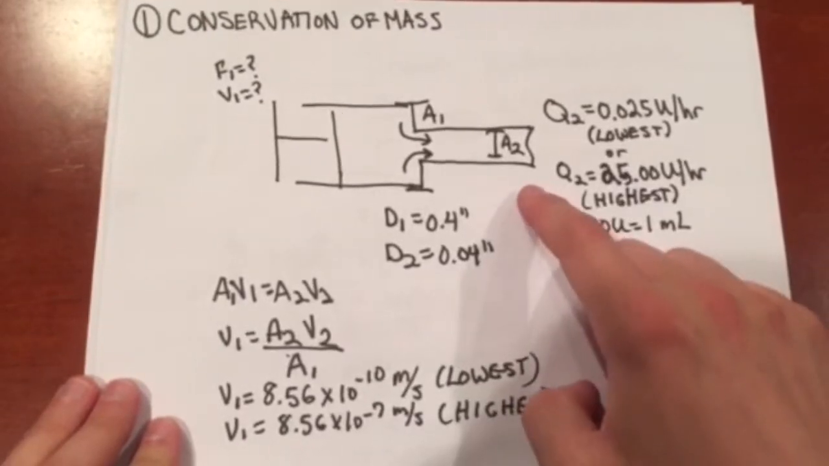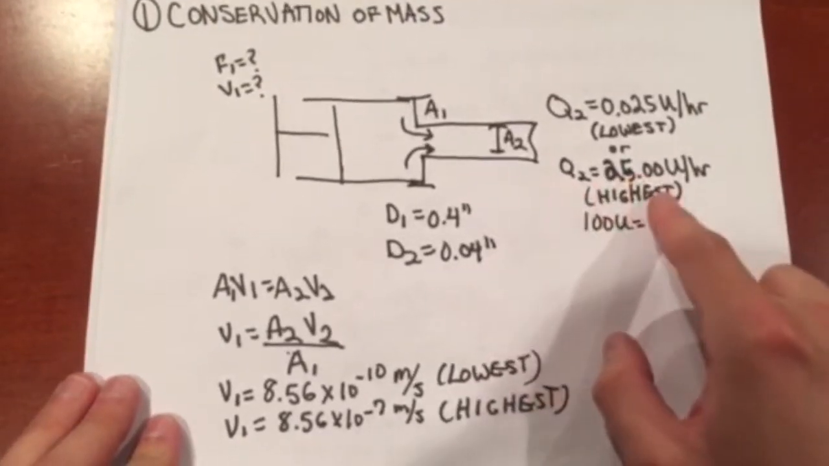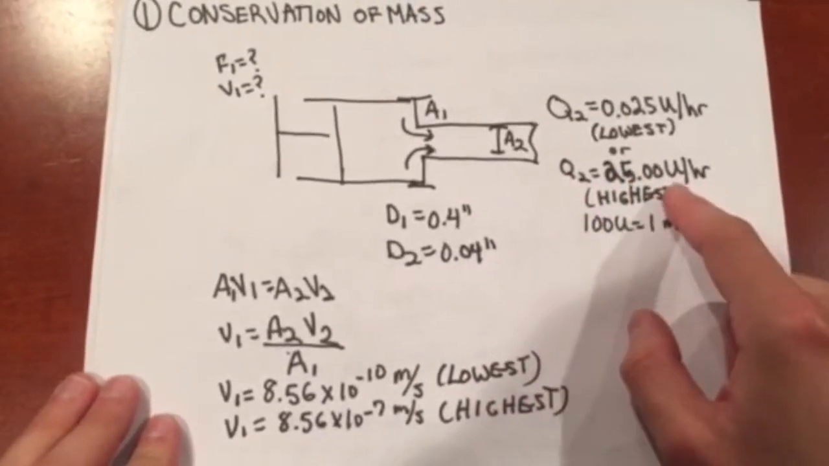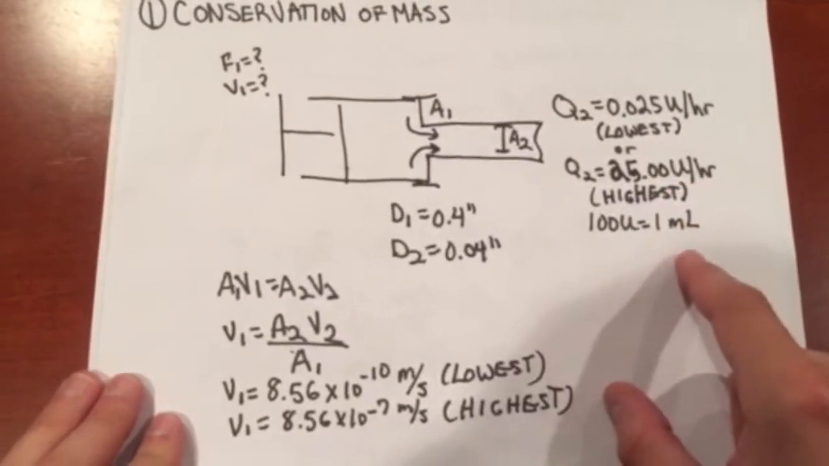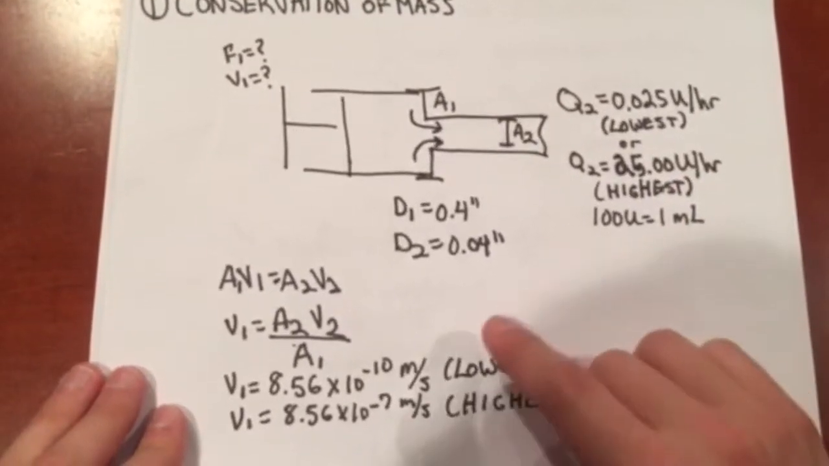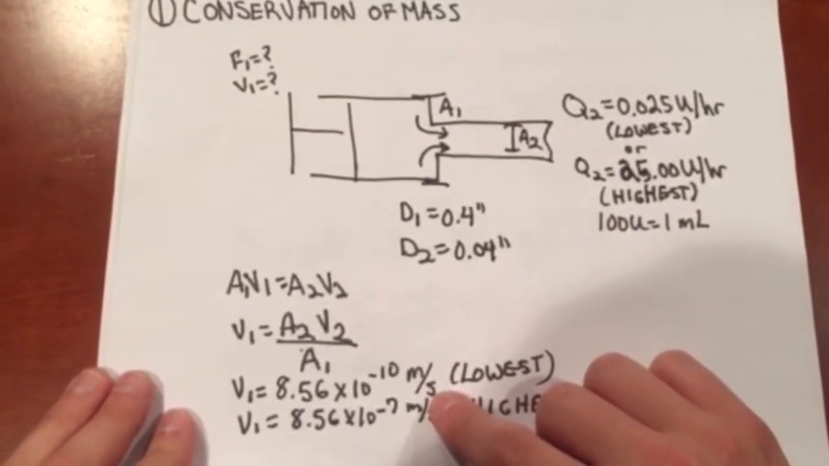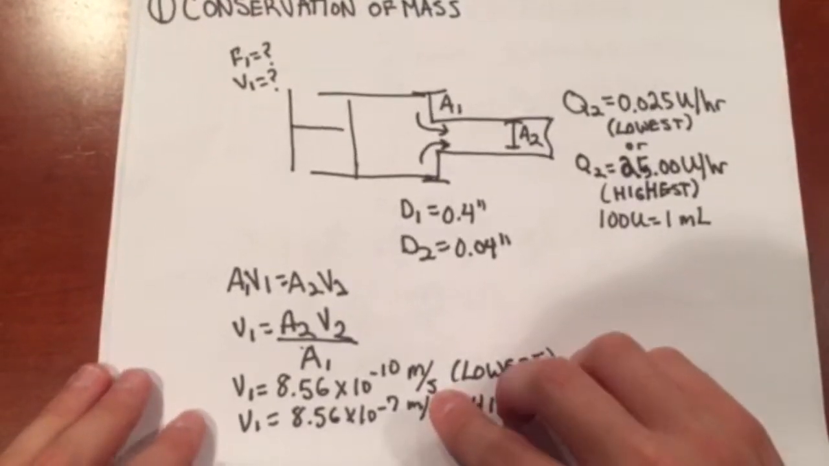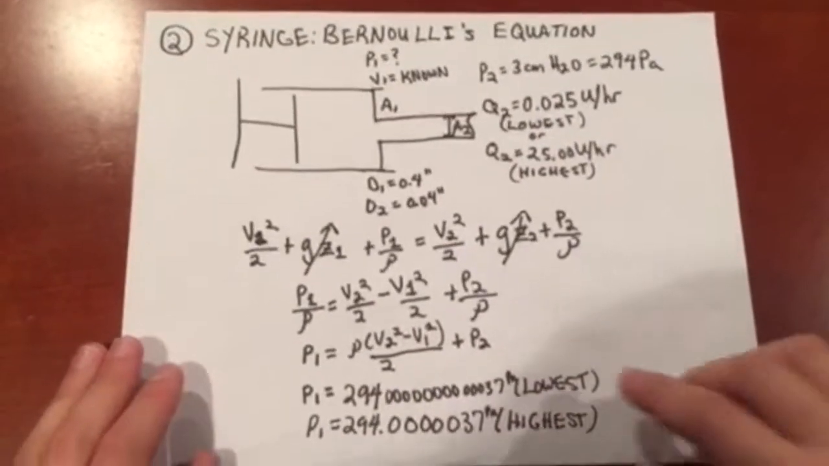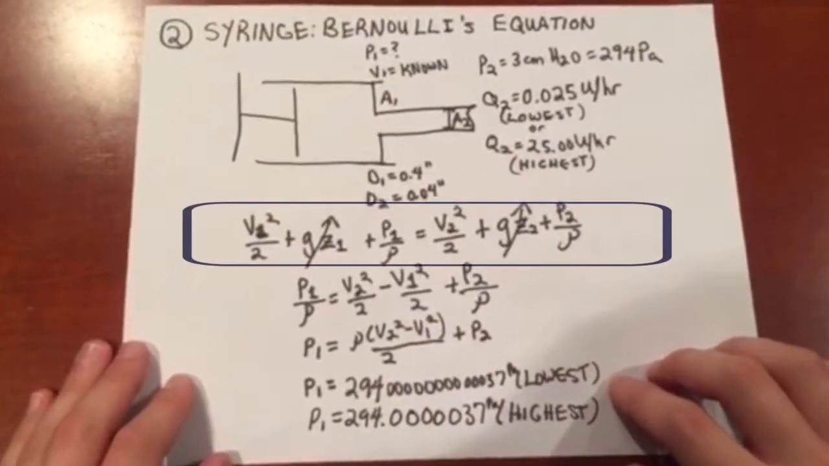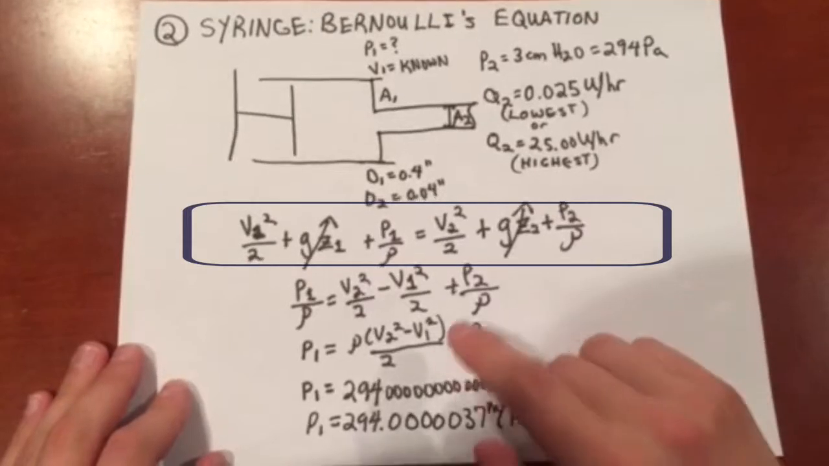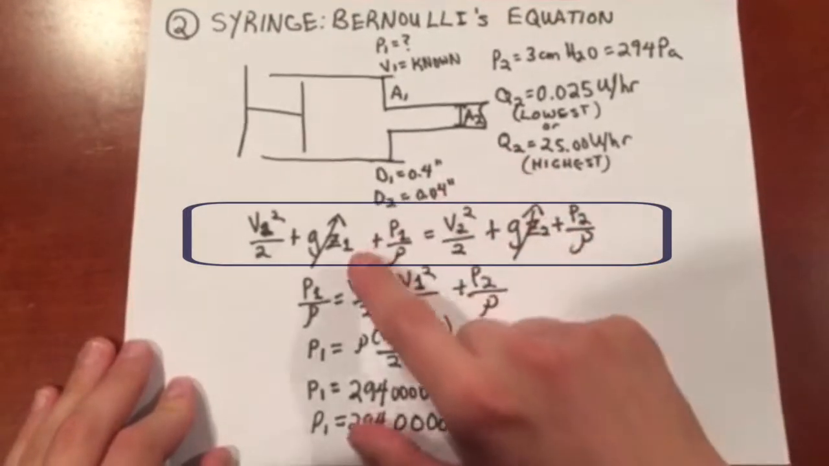The volumetric flow rate is often given in units per hour. 100 units is equal to 1 milliliter. In order to achieve these numbers, we did some unit conversions, which we will skip over in the interest of time. Once we have V1, we're able to use Bernoulli's equation to calculate the change in pressure between the two stages.